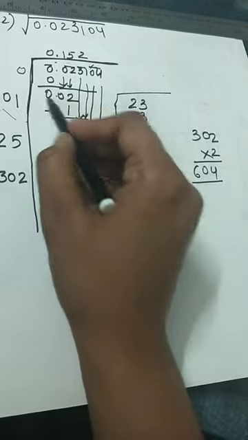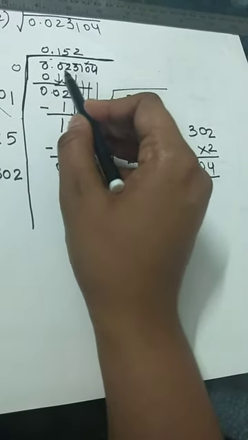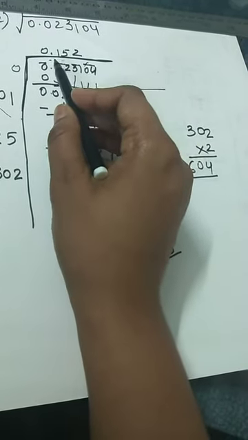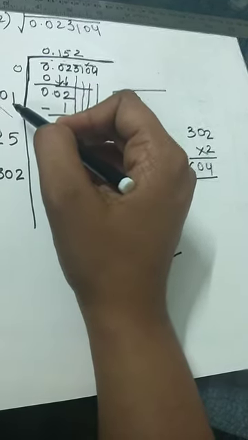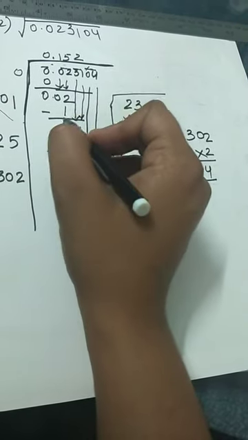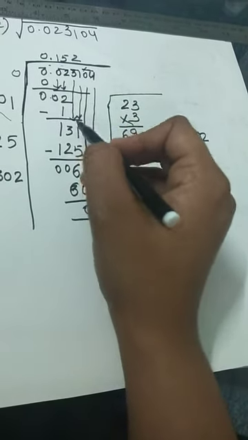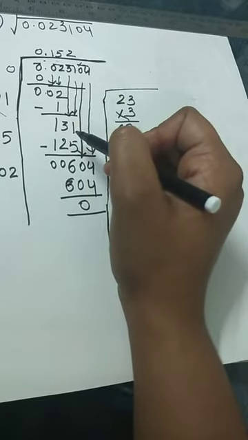So our remainder is 0. Now we have to come to the decimal part. We'll copy the decimal part and think of a number. So we have to take the square number as 1, and then we will subtract and we will get 1, and we'll copy our next pair as 31.